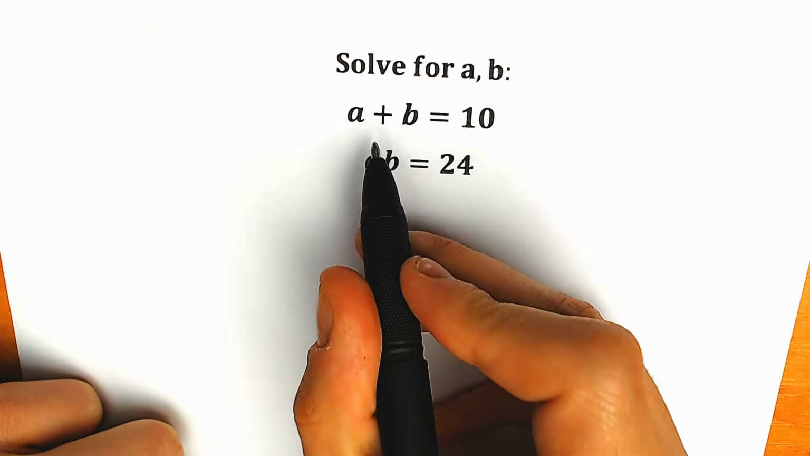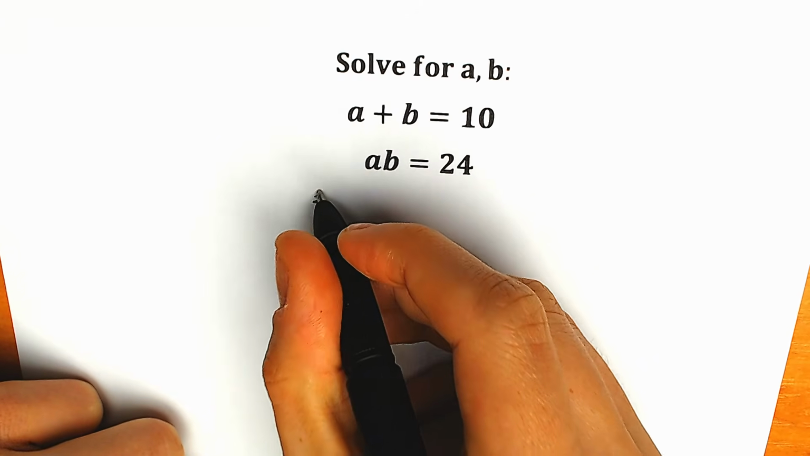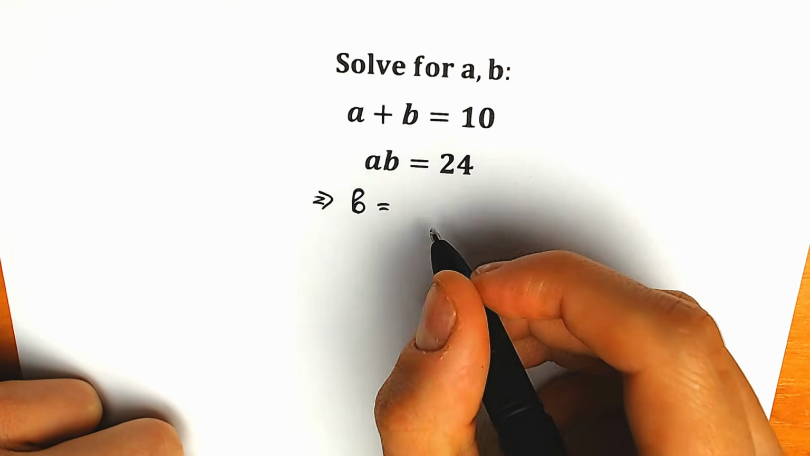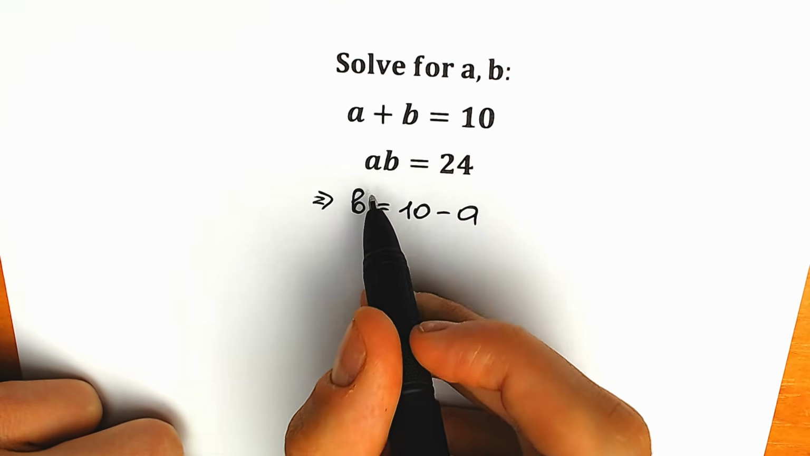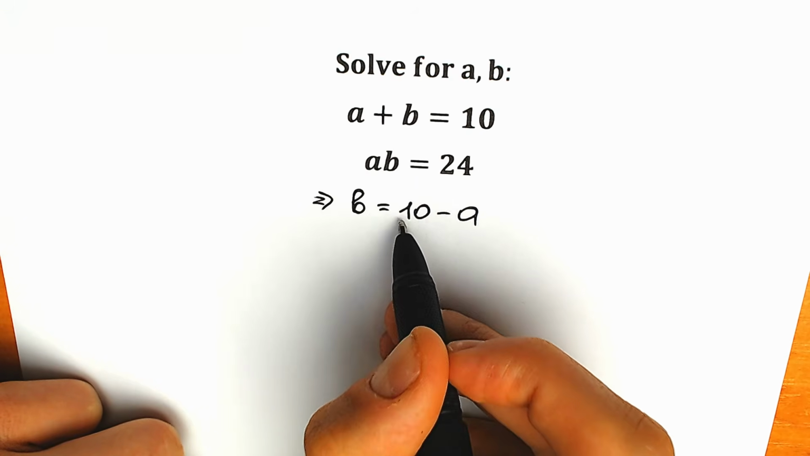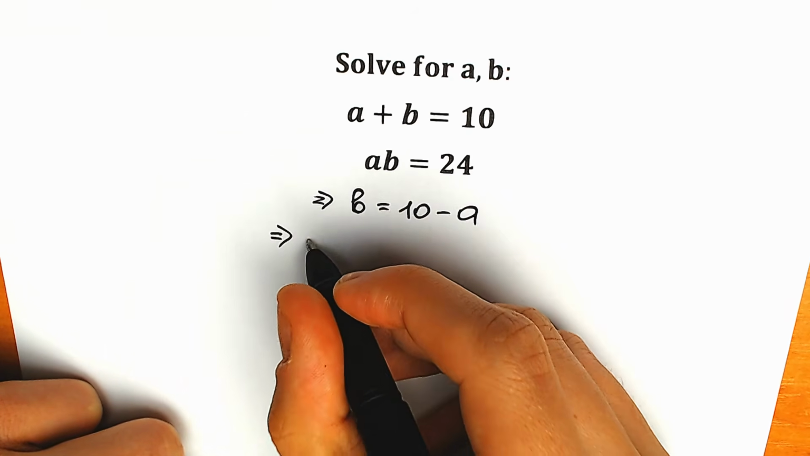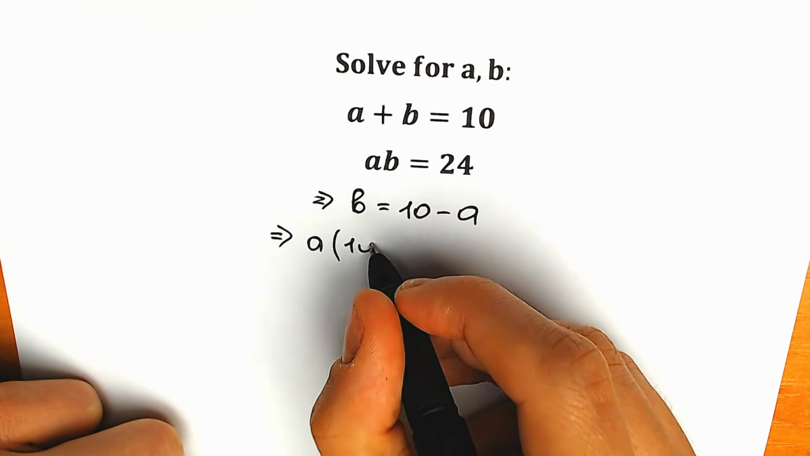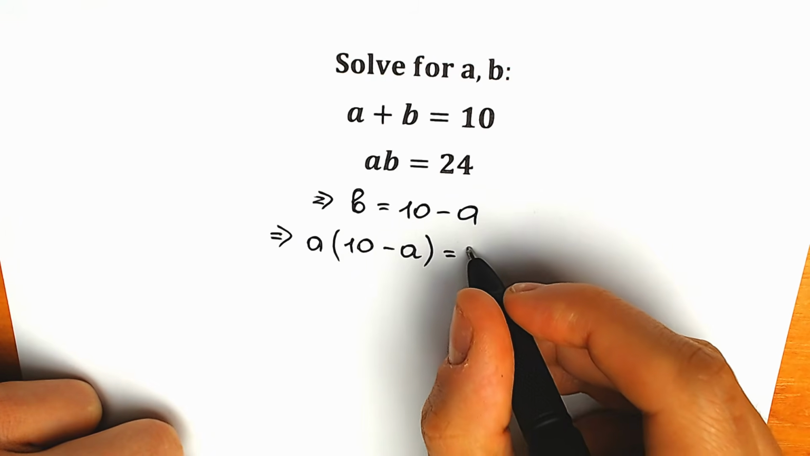Okay, so first of all, let's express b from the first equation. Our b from the first equation equals 10 minus a. Right now, let's plug this 10 minus a in instead of b into the second equation. So we have a times, instead of b, 10 minus a, equal to 24.